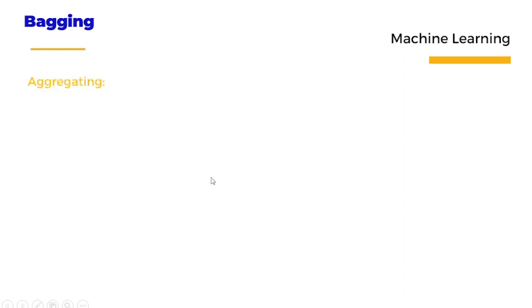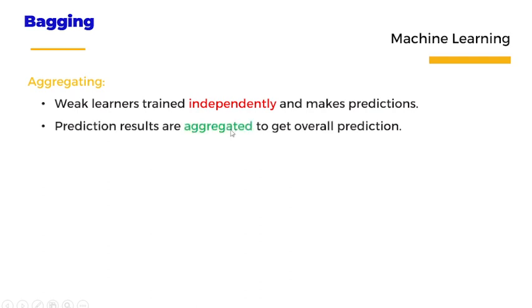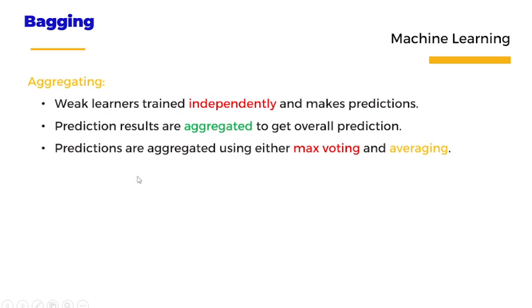The second step is aggregating. Here the individual weak learners are trained independently of each other and each learner makes independent predictions. The results of those predictions are aggregated at the end to get the overall prediction. The predictions are aggregated using either max voting or the averaging technique.